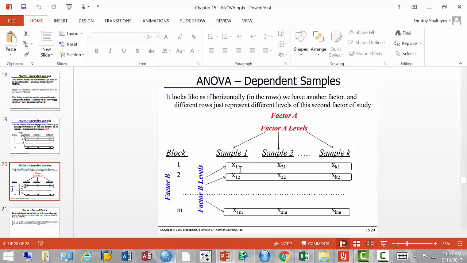If I match observations and put them in blocks, horizontally in a row, that's as if one block is one level of a certain second factor, and different blocks are just different levels. So I have two factors. One that goes in my columns, and another that represents my entries, my rows, records. So if I have a blocked design, blocked observations, this analysis is called two-way ANOVA. Two-way because there are two factors of study, one that goes in columns, another that goes in the rows. Make sense?